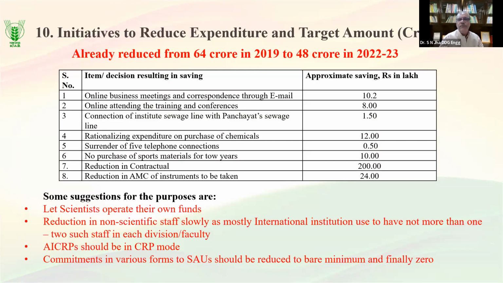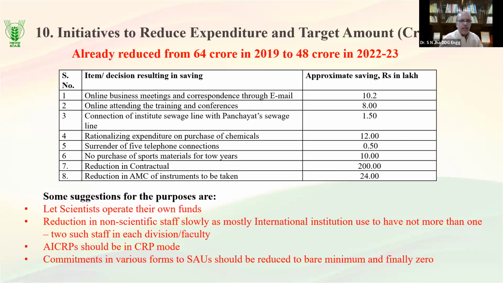Initiative to reduce the expenditure. So already reduced from 64 crore in 2019 to 48 crore in 2022 to 23. And even though our institute has taken some steps, some I have enumerated here. These are the things, but some more steps are needed to reduce the expenditure of the ICAR.